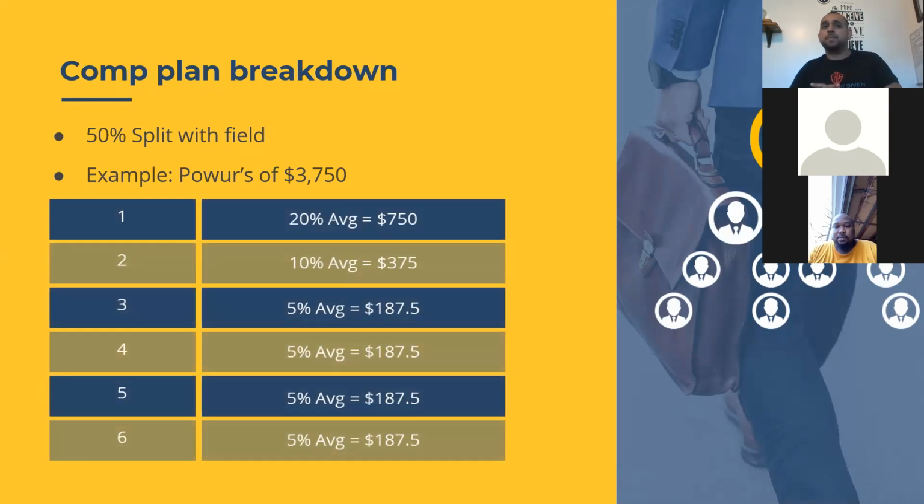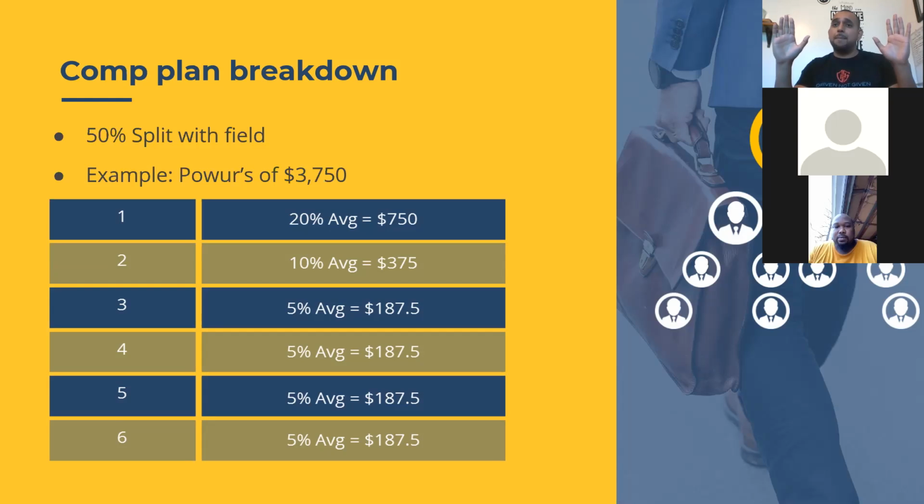How does that break down? 20% of what Powur kept is paid to level 1. So let's say you sponsored me and I made that sale, 35 G's. I kept $87.50. Powur kept $37.50. 20% of the $37.50 that Powur kept goes to you because you brought me and I'm on your first level. So your commission in that scenario would be $750.